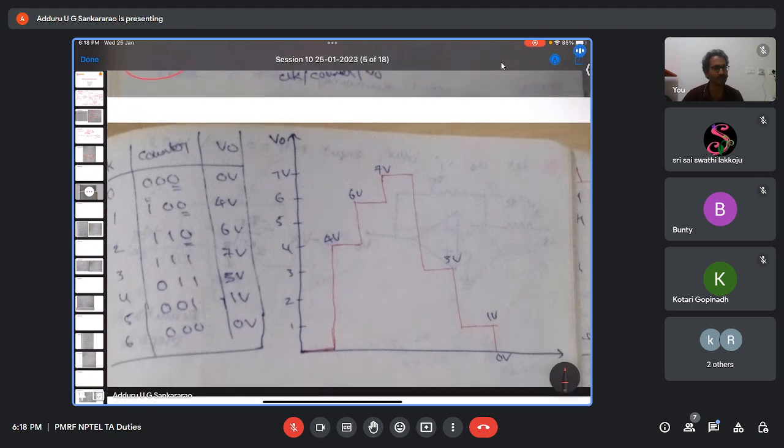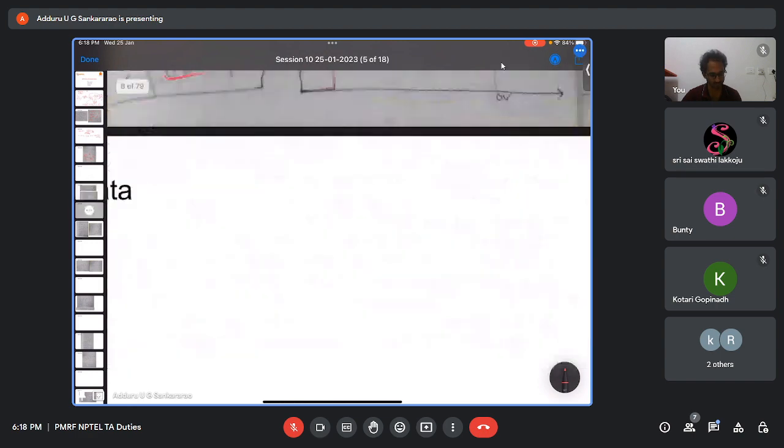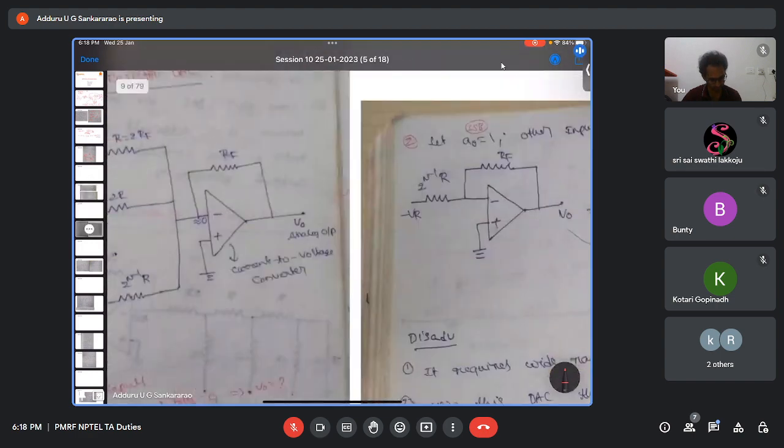How many states will be there? A 3-bit ring counter has 3 states. A Johnson counter has 6 states. Hope you know this. If you take a Johnson counter, these are the different digital outputs of that, and accordingly the DAC output varies with the counter. I explain this just for understanding purposes.